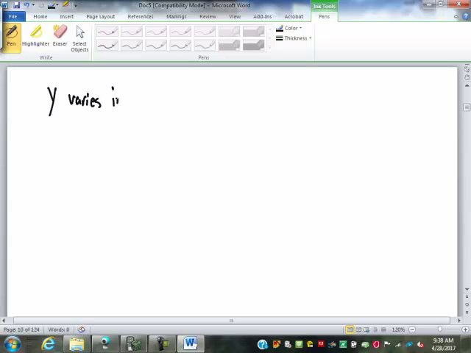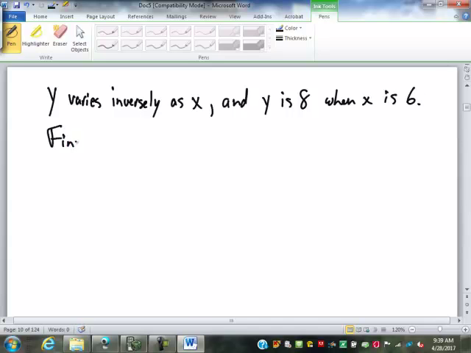y varies inversely as x, and y is 8 when x is 6. Find y when x is 12. So here again we have two pieces of information, and then we're asked to do a task.